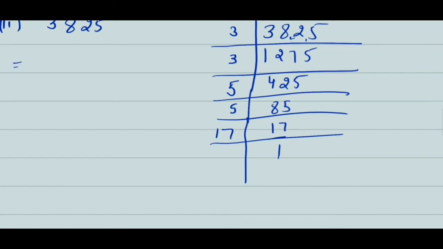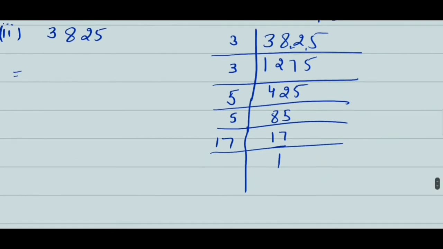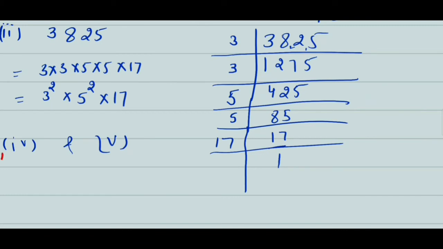So the prime factors of 3825 are 3 into 3 into 5 into 5 into 17. I can write this as 3 raised to power 2, 5 raised to power 2, into 17. Try to do questions number 4 and 5 yourself, DIY, and write your answers in the comment box.